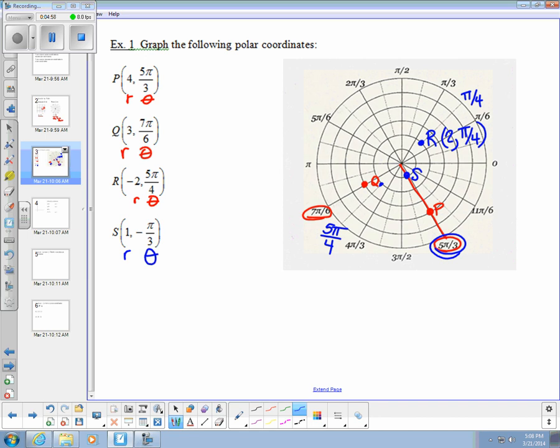So that's how you graph a point in polar. You find your angle and then you count out that radius distance from the pole.